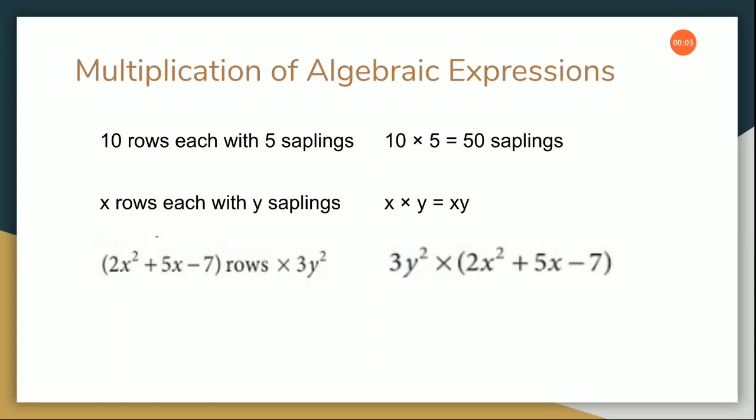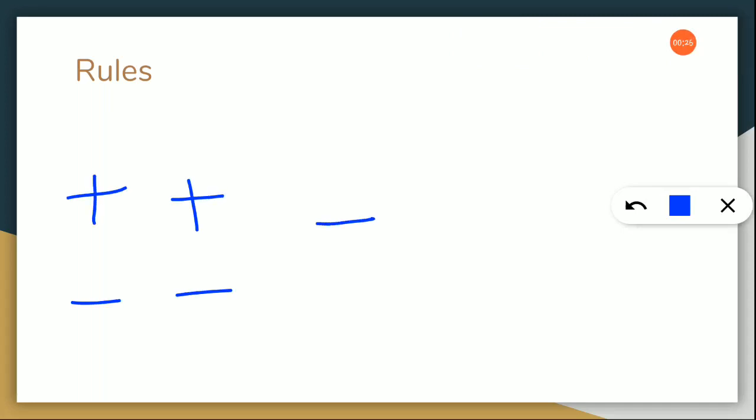Shall we see how we are going to multiply algebraic expressions and find the answer? Now, there are a few rules to be followed when you are multiplying and dividing algebraic expressions. First, let us see the multiplication rules. We already know what we do for addition when there are two like signs. You have to add, and whichever number is bigger gives the sign.